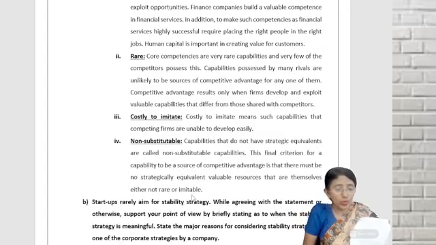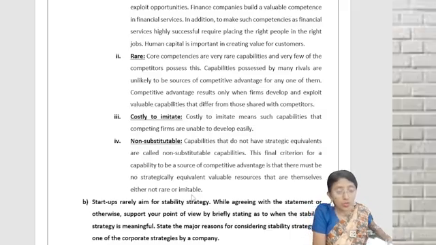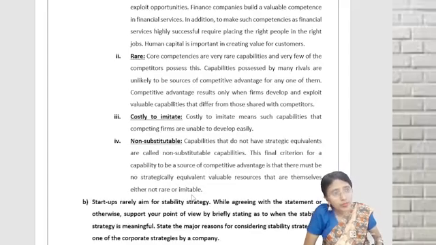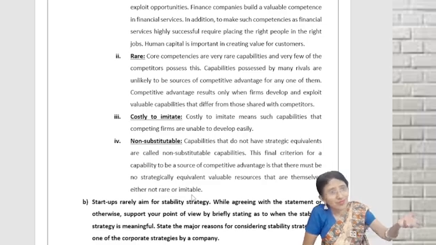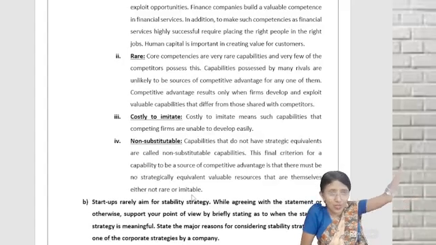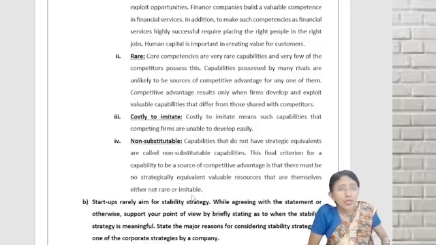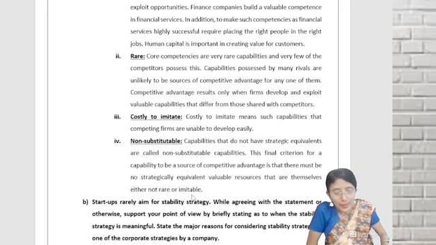Now I will ask you one question. Do startups go for stability strategy? No. Why do you say that? Immediately you said no. Why? They are just a startup, and they have to aim for growth. Where is the question of stability? Only if it has already grown and matured can you do that. Very good. Okay.